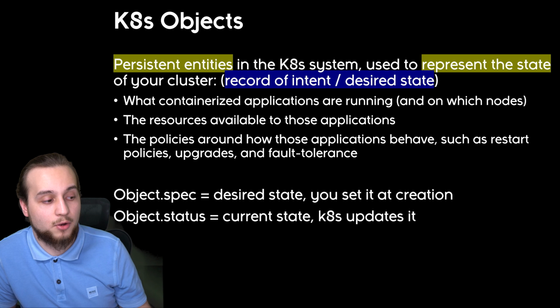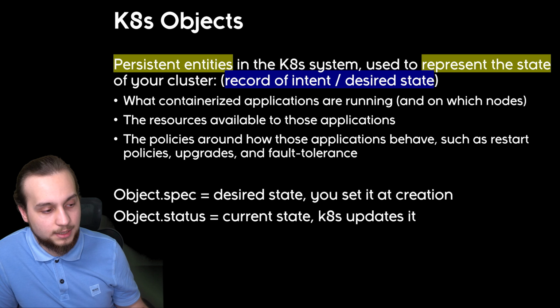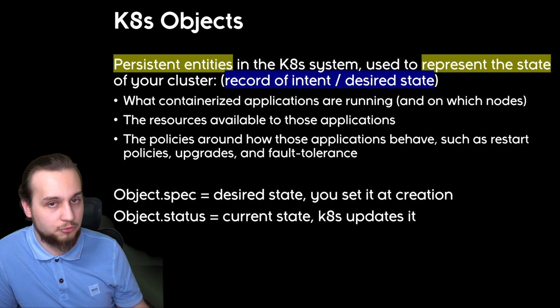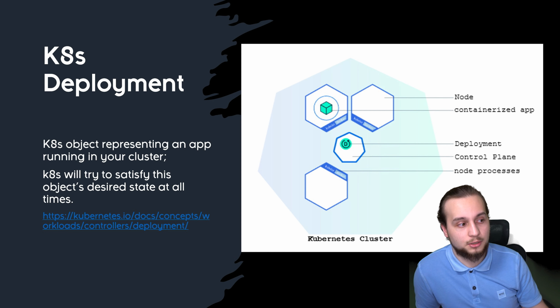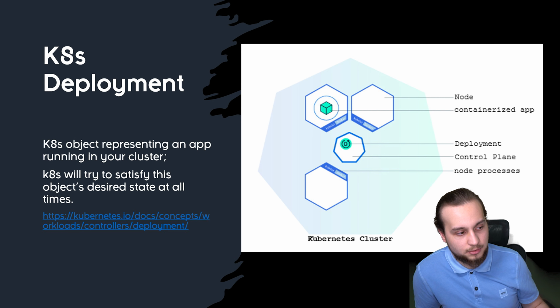So objects have object.spec. Object.spec is the desired state. You set it at creation. Object.status is the current state. Kubernetes updates it. So here's a very common object, the Kubernetes deployment object. This Kubernetes object represents an app running in your cluster. Kubernetes will try to satisfy this object's desired state at all times.